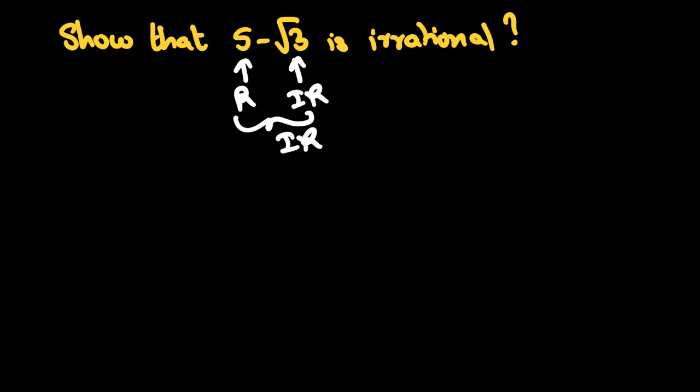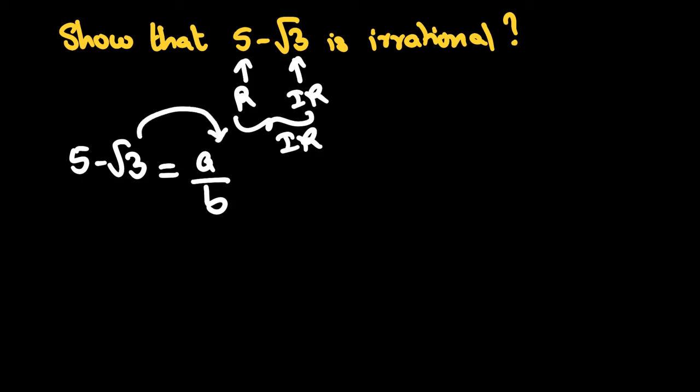Let us assume that 5 minus root 3 is rational. Hence, it can be written as a fraction of some integers a over b, where a and b are co-primes. Now let's rearrange this equation. Let's move negative root 3 on this side and a over b on this side of the equation. Then we will have 5 minus a over b is equal to root 3.